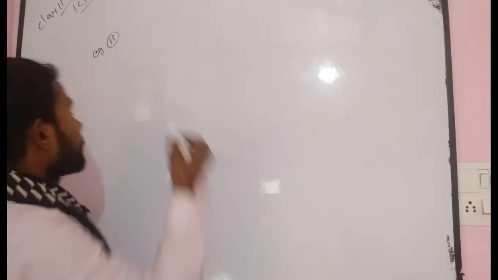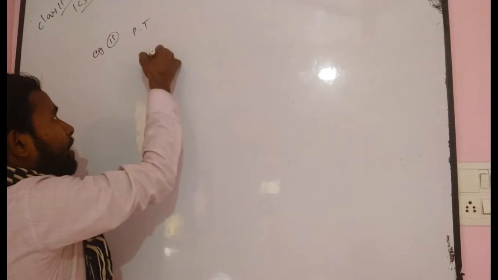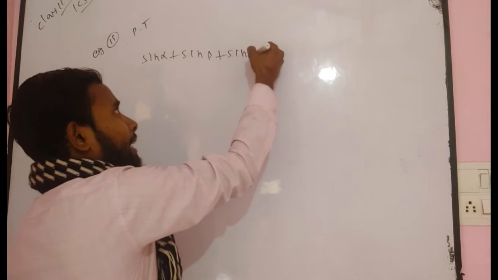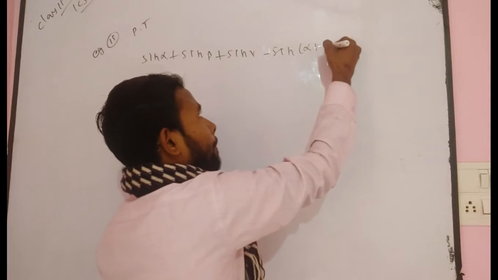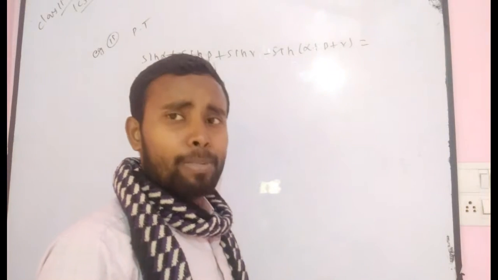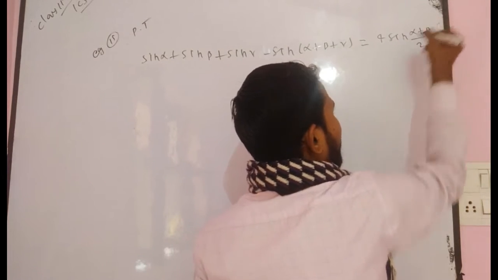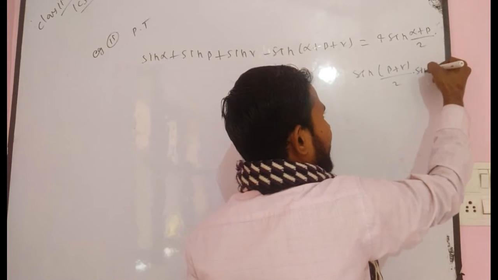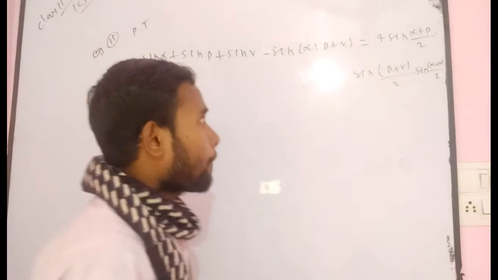In example 15, they tell you to prove that sin alpha plus sin beta plus sin gamma minus sin of alpha plus beta plus gamma is equal to 4 times sin of alpha plus beta by 2 into sin of beta plus gamma by 2 into sin of gamma plus alpha by 2. You have to prove it.